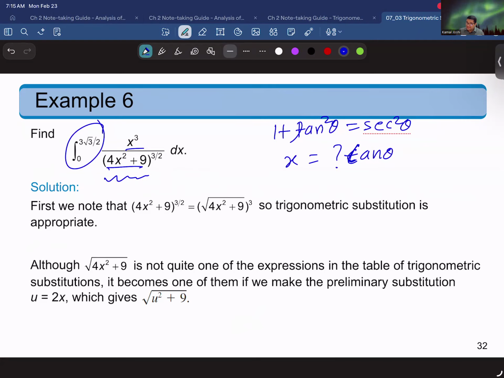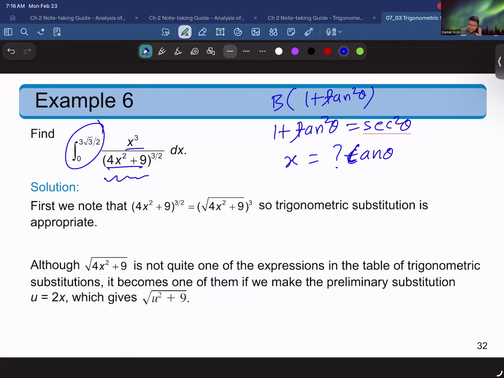If I said 3 tan theta, it will be 4 times 9, 36 tan square theta plus 9, right? So I have to take it in such a way that the denominator becomes exactly a constant. At the end of it, it should become some constant times 1 plus tan square theta, right?